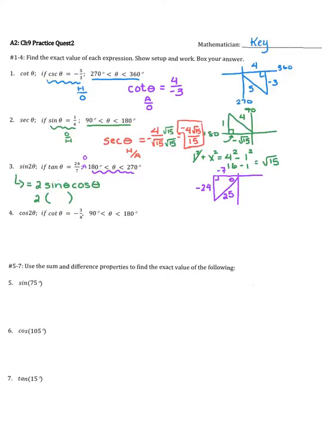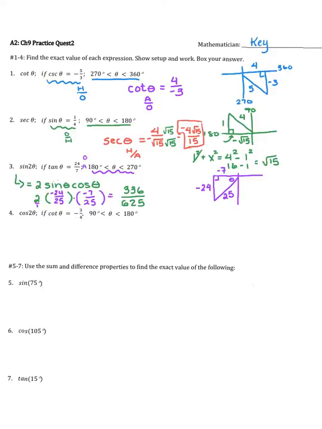Okay, so now I can do opposite, which is negative 24 over 25. Cosine is adjacent, which is negative 7 over 25. And in front we have basically 2 over 1. And when I multiply that all together, you are going to get a positive, because you have a negative times a negative, 336 over 625, and that does not reduce, so that's your final answer.